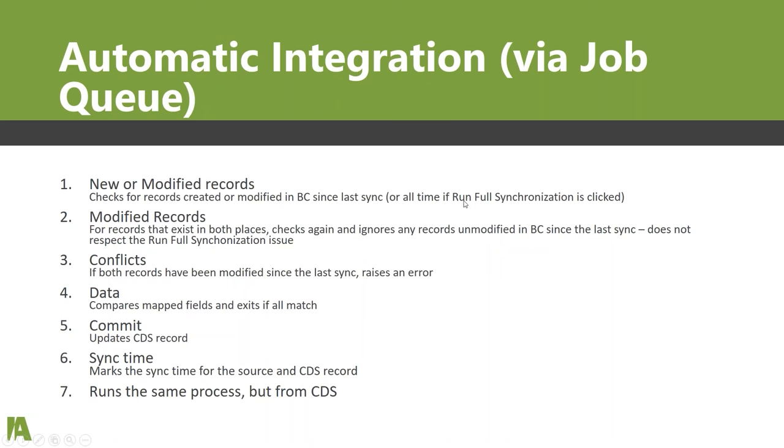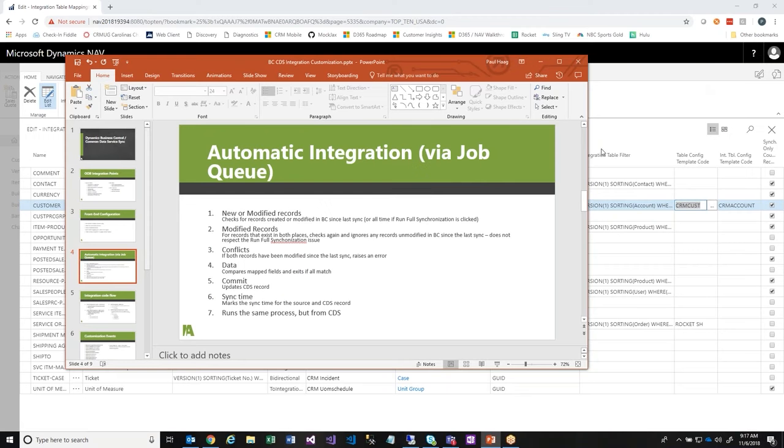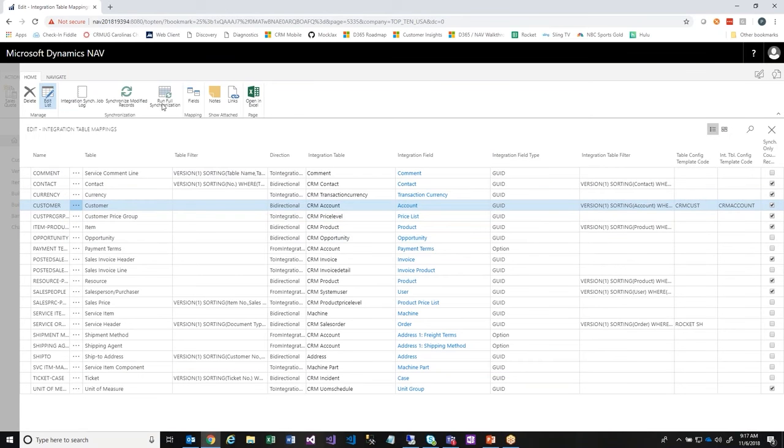Actually, I forgot to point this out. One other thing I thought was a little confusing. If you go into the table mappings, there's this synchronize modified records button, which will run for whichever one you have selected here. If you're in the main window, there's a similar button that runs it for all of them. So synchronize modified will basically do the basic kickoff, the process that we just talked about.